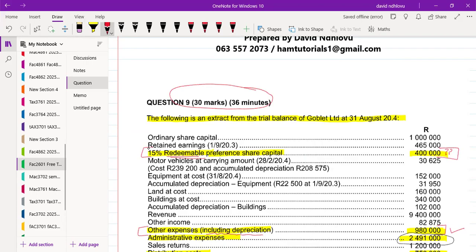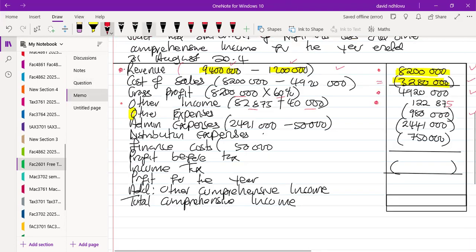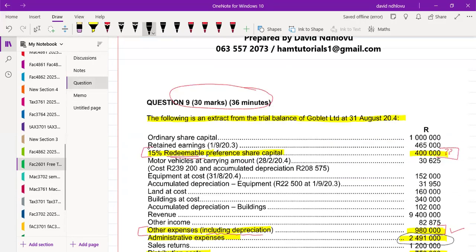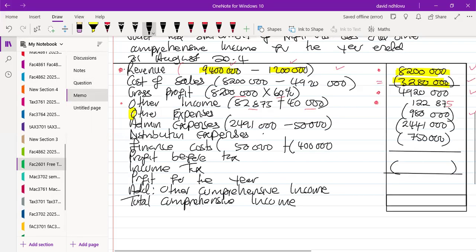When you want to calculate the dividend on a preference share, you say how much is the value of the preference share amount borrowed, 400,000. What is the rate of interest, the coupon interest attached to it? 15%. So you multiply by 15%. So if we say 400,000 times 0.15, then we add the 50,000, which is the interest on the loan, we are going to have 110,000. And that represents the finance costs. Are we clear, good people? Yes, clear.